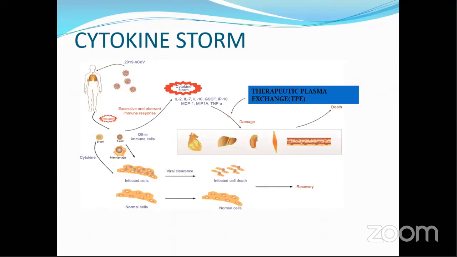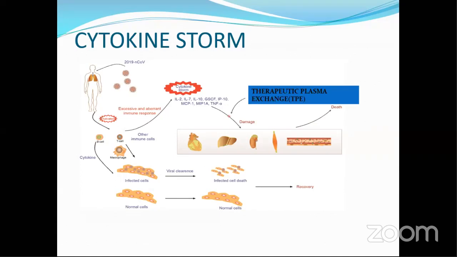Will be released the pro-inflammatory mediators, which are the cytokines, chemokines, interleukin 2, interleukin 7, interleukin 10, and all these pro-inflammatory mediators will damage the organs, which are the heart, liver, kidneys. If they damage the heart, the patient will develop myocarditis, so will develop heart failure and liver failure and acute kidney injury.